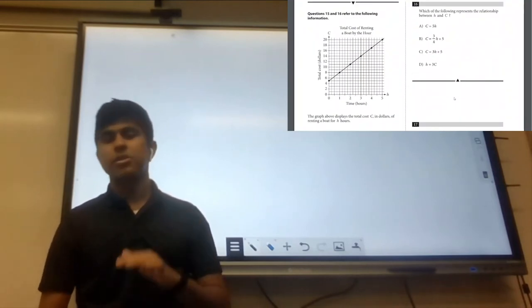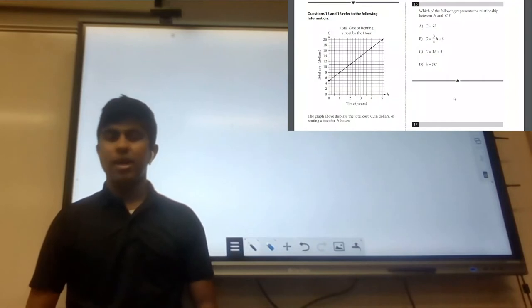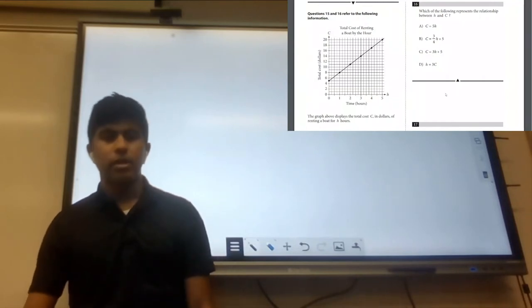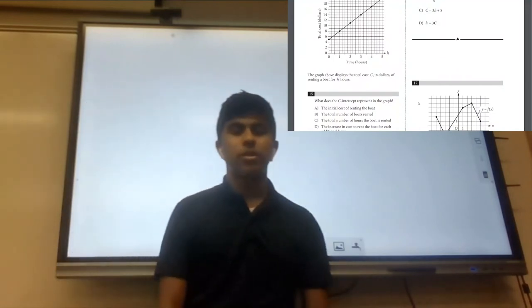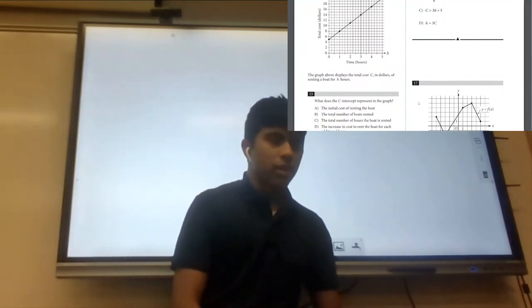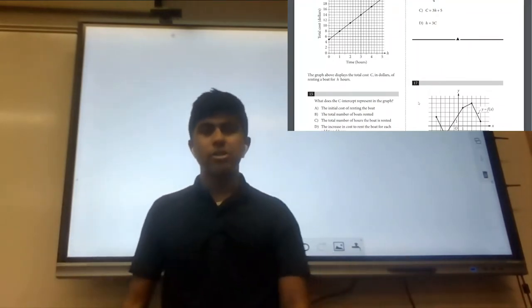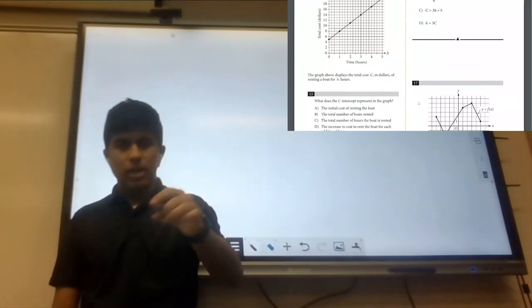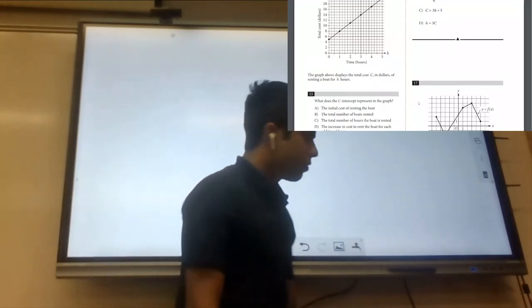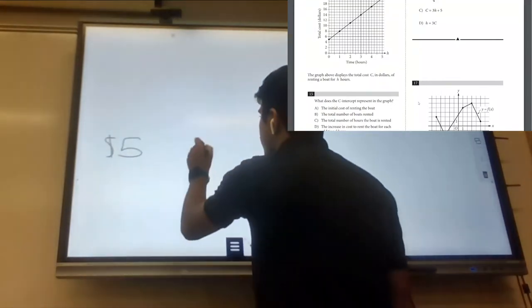Okay, questions 15 and 16 refer to the following information: total cost of renting a boat by the hour. And we're given a line. What is the c-intercept represented in the graph? The c-intercept is when the other value is zero. So if c-intercept, then h is zero. So when h is zero, it's on that axis. And it says you pay $5, even though you've used it for like zero.